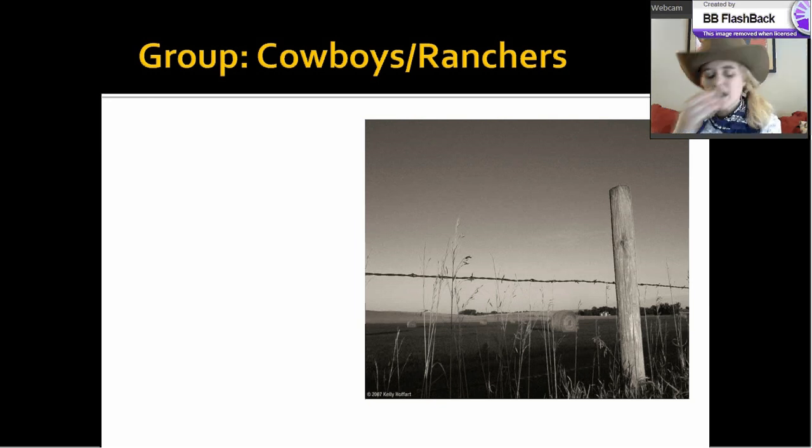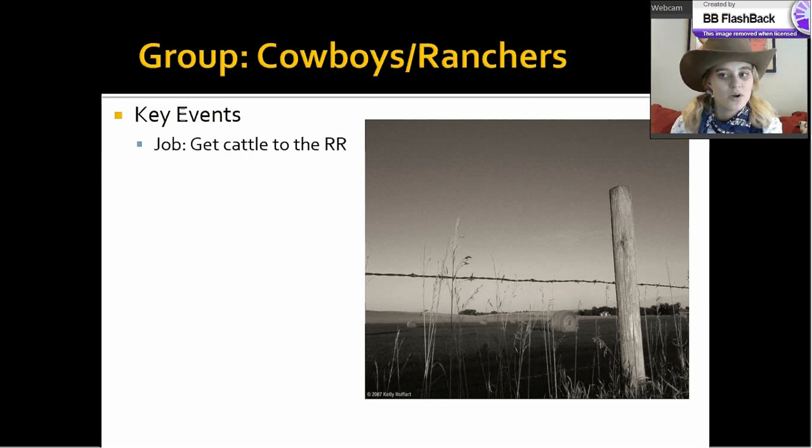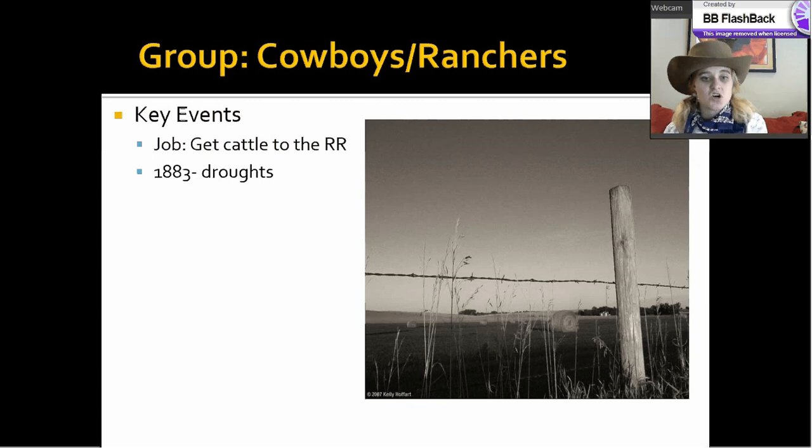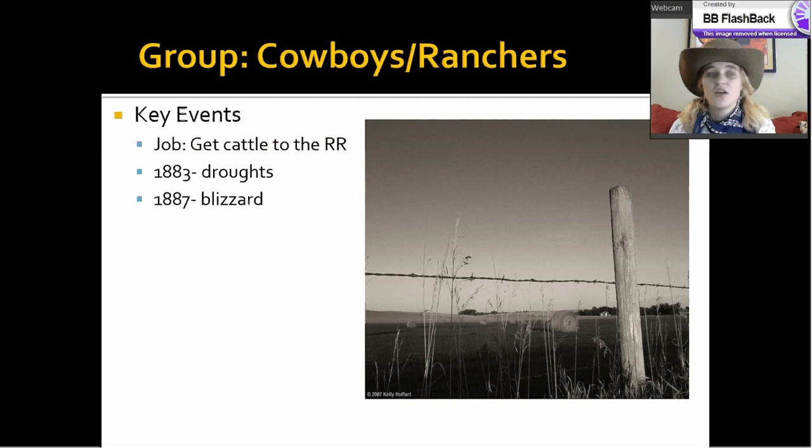So this way of lifestyle, their goal really is to get those cattle to the railroads. And like I said, this lifestyle lasts for about 30 years. What brings an end to this is that in 1883, there's a series of droughts, which makes it hard for the cows to actually survive. The weather gets really bad. There are massive blizzards and other bad storms in the late 1880s that really inhibit the ability to get those cows up. But really what tips it off is the invention of barbed wire.